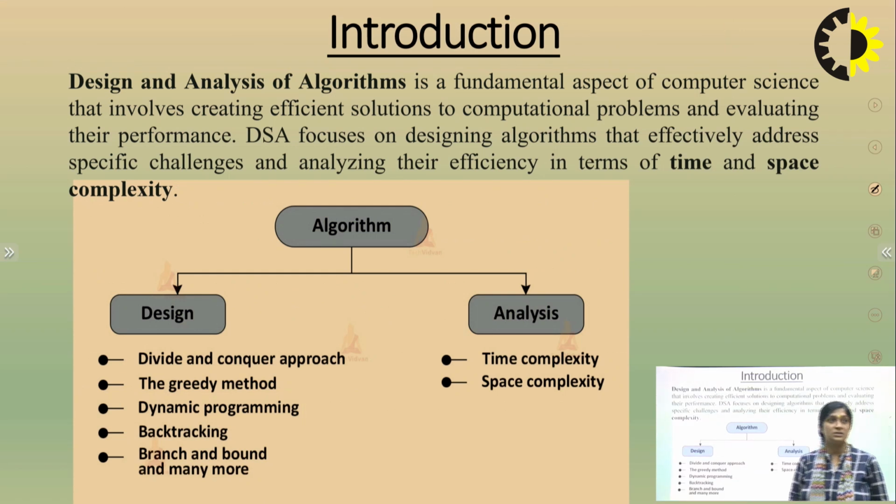Now, start with the definition of DA. What is the meaning of DA? DA is design and analysis of algorithm. This is a combination of 3 words: design, analysis and algorithm. I'm going to explain this with a diagram.